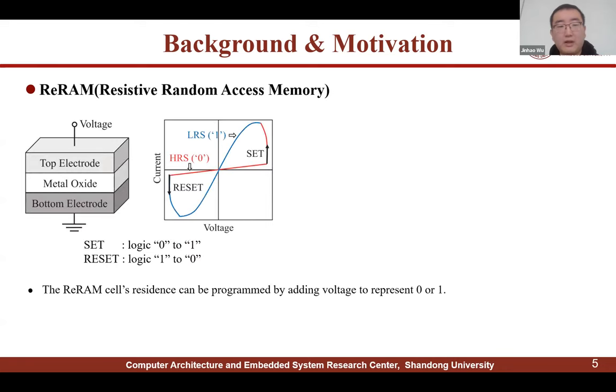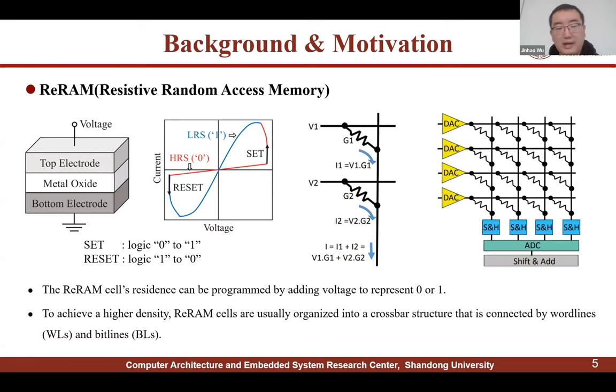RAM is an emerging non-volatile memory that can perform computation in memory. The RAM cell's resistance can be programmed by adding voltage to represent 0 or 1. To achieve a higher density, RAM cells are usually organized into a crossbar structure that is connected by word lines and bit lines. In practice, only a limited number of word lines and bit lines can be activated at the same time.